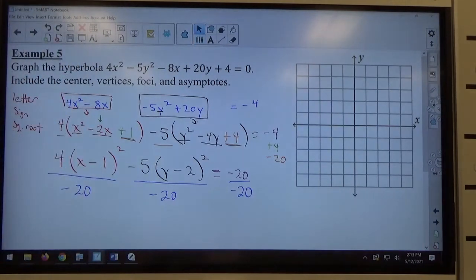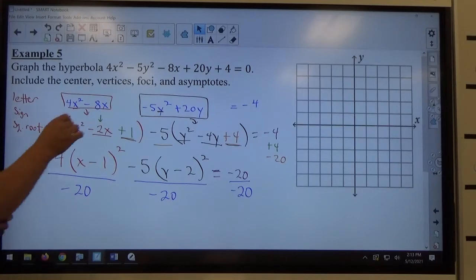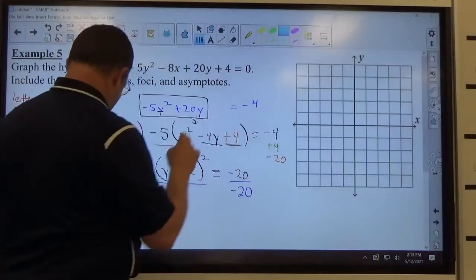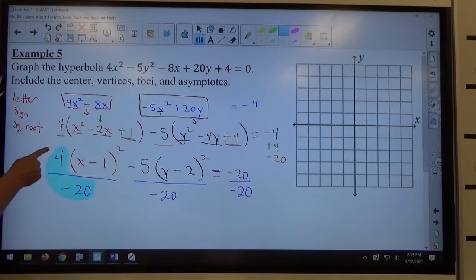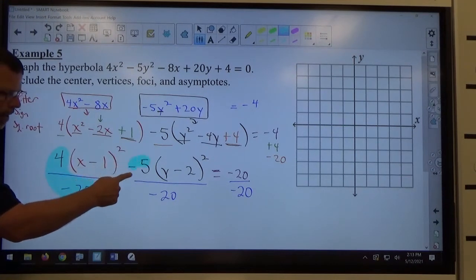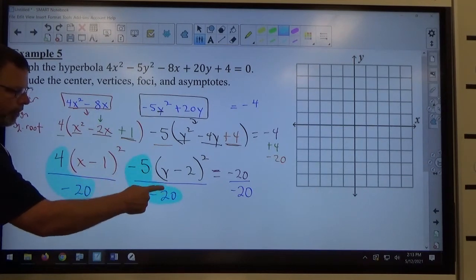Now, you remember with the hyperbolas, the order of the standard form matters. If y squared is first, it's up, down. If x squared is first, it's left, right. And whatever is first is the positive one. So what I'm going to determine the sign about is what's outside the parentheses. So 4 and negative 20, negative 5 and negative 20.